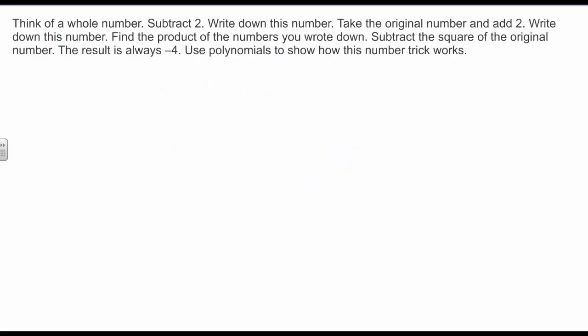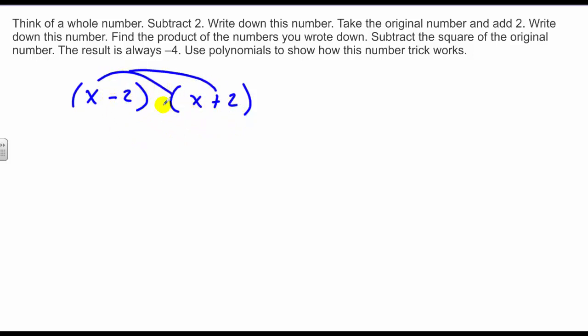Now we've got a word problem. We're going to think of a whole number. We don't know what that whole number is, so we're going to call it x. We'll subtract 2 from it and write the number down. Take the original number x and add 2 and write that number down. Then we're going to find the product of these two.